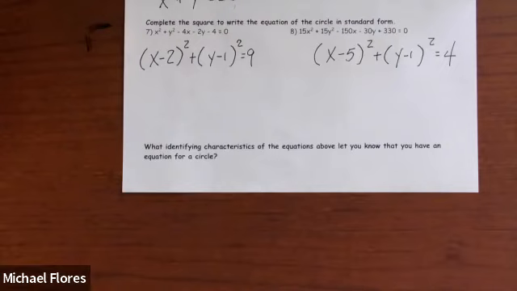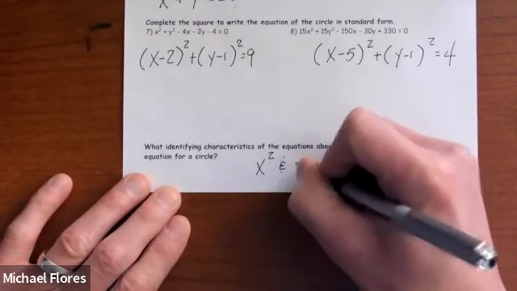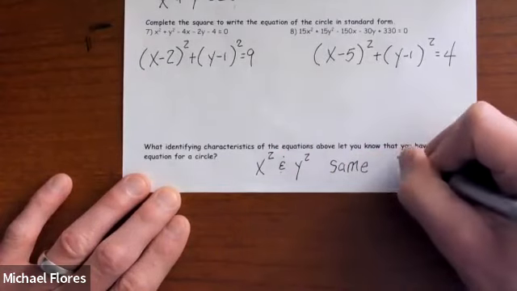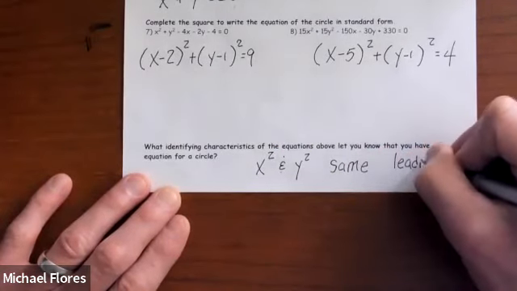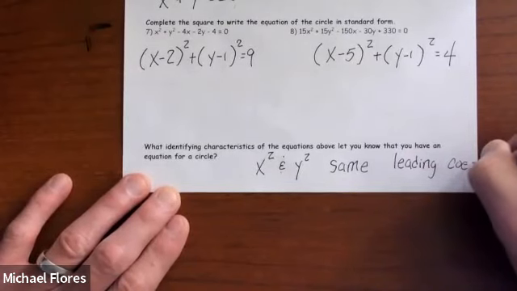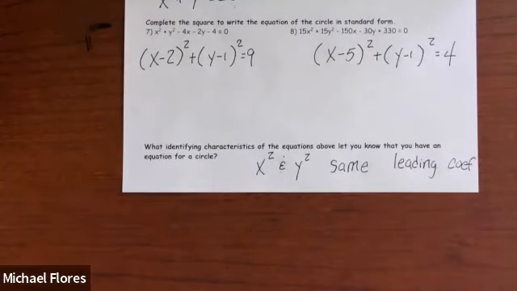And lastly, what identifying characteristics of the equations above let you know that you have an equation for a circle? Let's think about it for a second. What have we noticed? Yes, our x squared and our y squared have the same leading coefficient. I'm running out of room, so let's just do a rough abbreviation. x squared and y squared have the same leading coefficient.